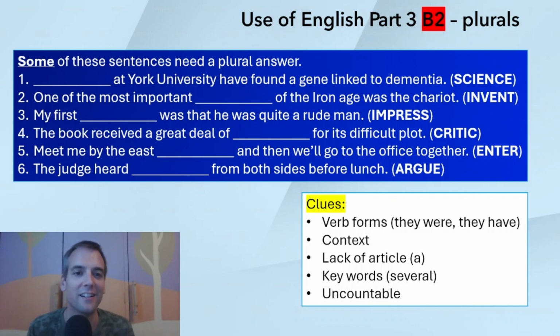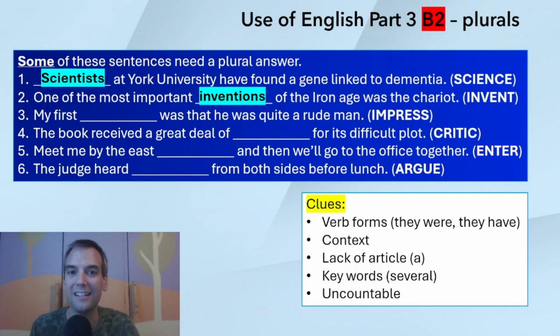Now I say that. If I think back to the rules that I was trying to make here, uncountable is plural, is single, isn't it? The food was good, the water was dirty, and so on. It's an uncountable noun. Anyway, here are the answers to these questions, which I'm sure you've done by now because you paused the video and skipped over my explanations. Number 1, we are talking about scientists. They have found a gene. Number 2, one of the most important inventions.